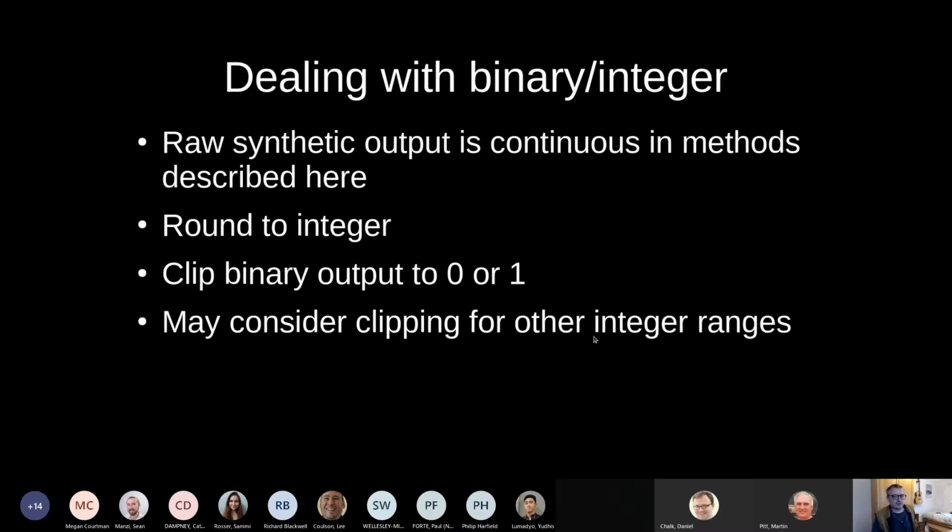With our stroke data set, we've got a different type of data set. We've got binaries, integers, and categories. So we deal with binaries and integers. The raw synthetic data output is continuous in the methods described here. So we simply round to an integer. And if it's a binary, we clip the output to 0 or 1. So if after we've rounded it to an integer it comes out at 2, we clip it back to 1. We may consider clipping for other integer ranges as well. We haven't actually used it here.